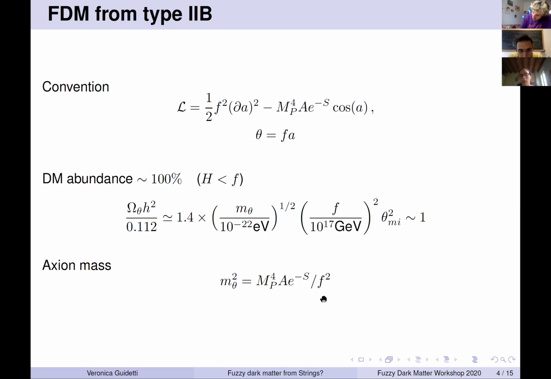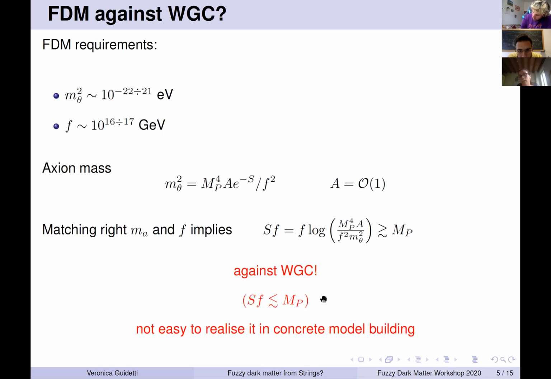Just by looking at these quite naive quantities, we can already say something interesting. If we require to match the right mass and the right decay constant, given that the axion mass has this shape here, and we naively assume that the prefactor A has to be of order 1, what we understand is that S times F, the instanton action times the decay constant of the axion, should be of order the Planck mass, or slightly larger. But this is actually against the weak gravity conjecture for axions, at least in its strong statement. And despite the fact that the weak gravity conjecture is still a conjecture because it has not been proved, it is based on concrete examples. In general, it is not that easy to evade it, as we will see in a minute.